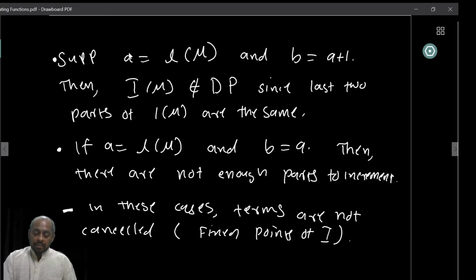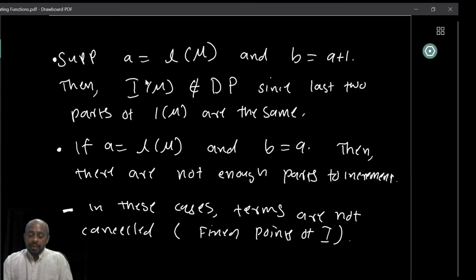So suppose we look at the case A equal to the length of mu. The number of parts is precisely A, so everywhere it is decreasing exactly by 1. And then it happens that B is equal to A plus 1, suppose. Suppose the number of parts is also equal to A, and B, the last part, is equal to the length plus 1.